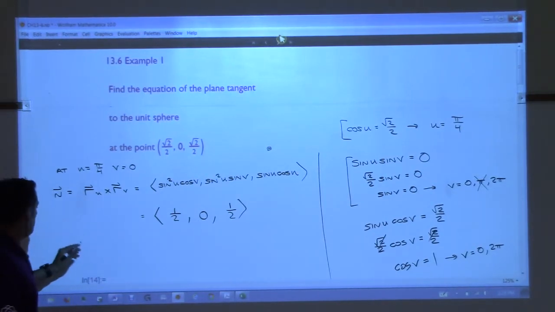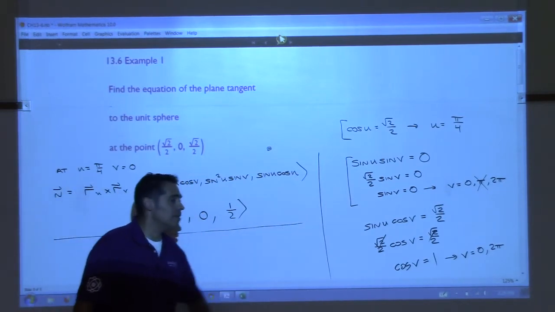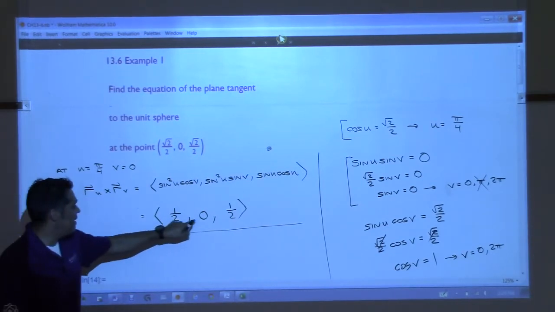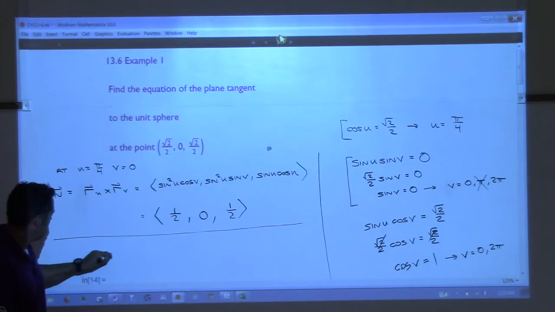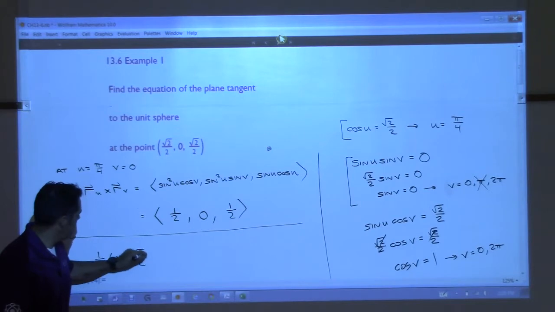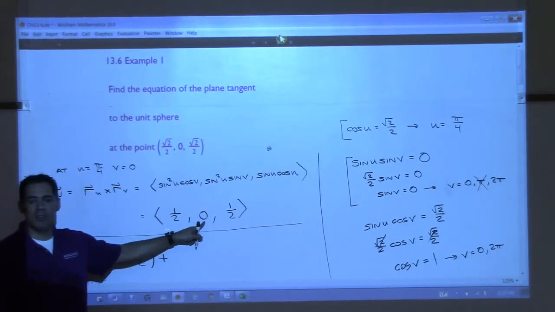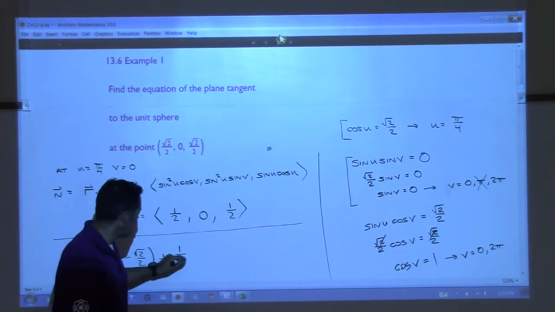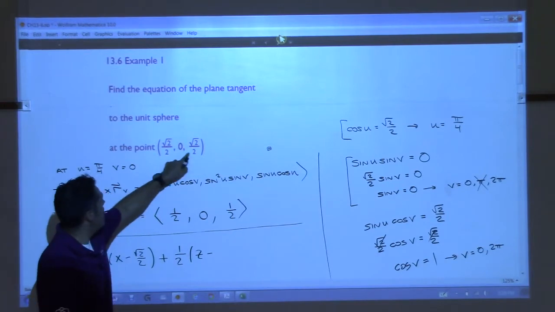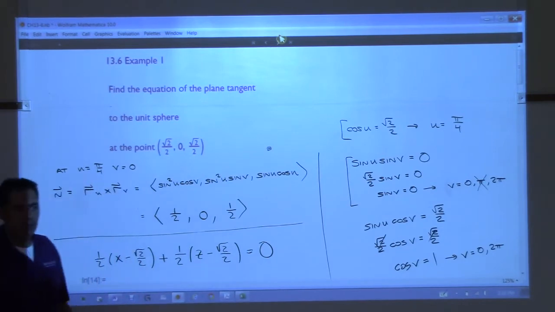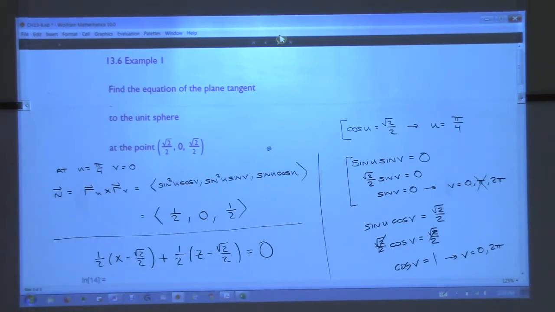So the final equation of the plane that is tangent to this surface at that point should be a, b, c, right? So 1 half times x minus x naught, which was root 2 over 2, and then plus b, which is 0, so nothing is contributed there, and then finally plus c times z minus z naught, which is root 2 over 2, equals 0. So that should be the plane equation right there. Does that make sense? Yes.